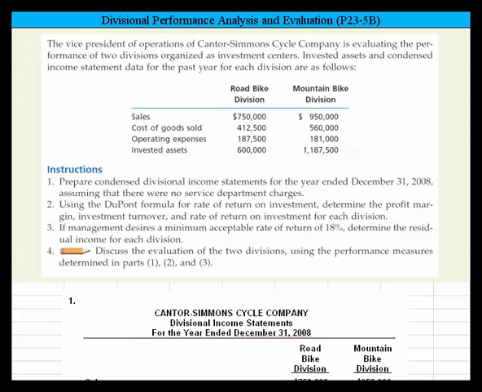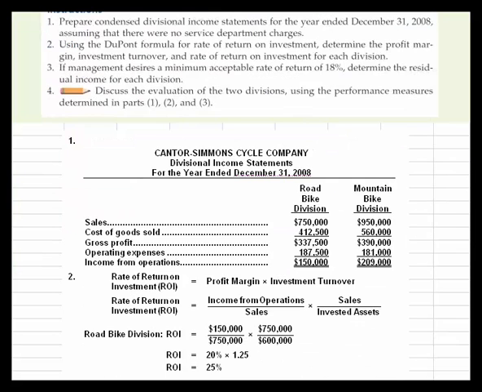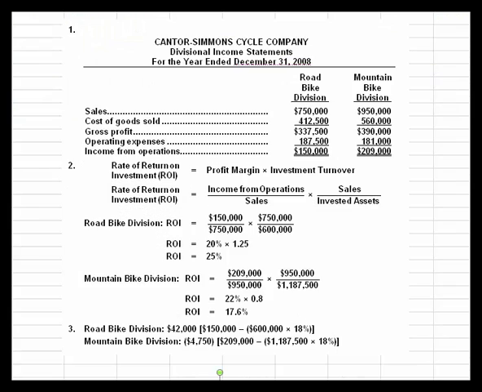Okay, now I've slid back up to the top where we can look at number 4, where it says to discuss the evaluation of the two divisions using the performance measures that we determined in 1, 2, 3. All right, so if we look at 1, 2, 3, we can reach some conclusions. On the basis of income from operations, the mountain bike division generated more money than the road bike. I think that looks like $59,000. But when we consider the amount that's invested in each division, we get different results.